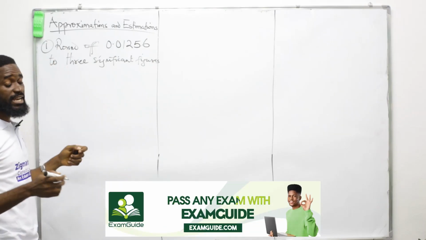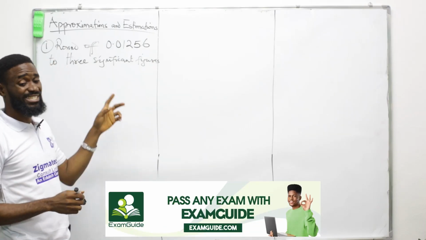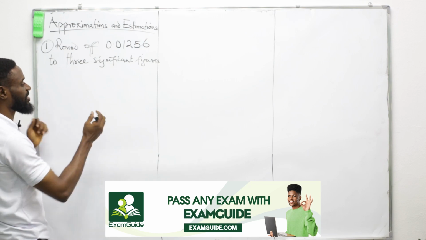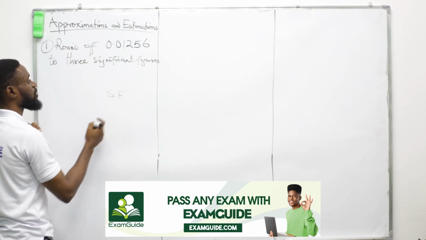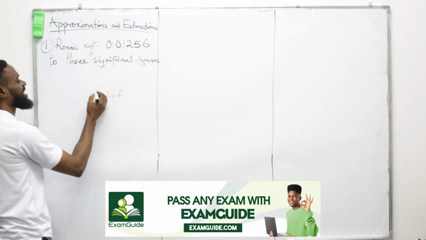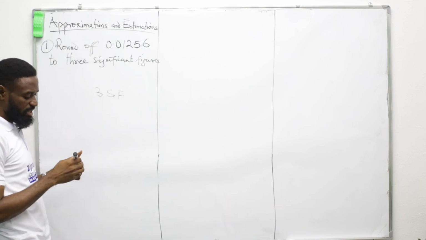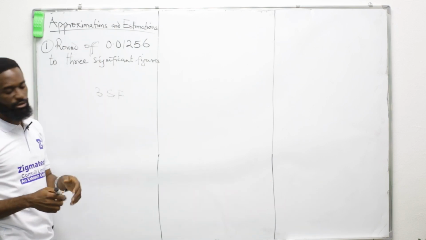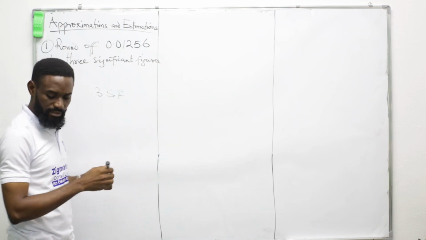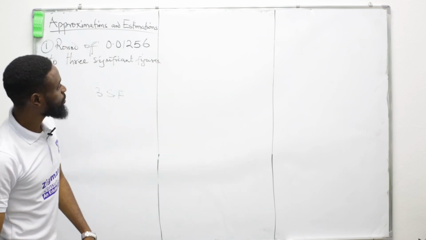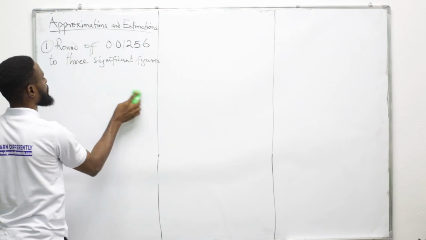In this class, whenever we have any equation or any question that has to do with significant figures, I will always abbreviate it as significant figure. So if it is 3 significant, I'll just say 3SF, and you know what I mean, okay? I decided to put it in full because this is our first example, all right? So the question is approximate this to 3 significant figures.